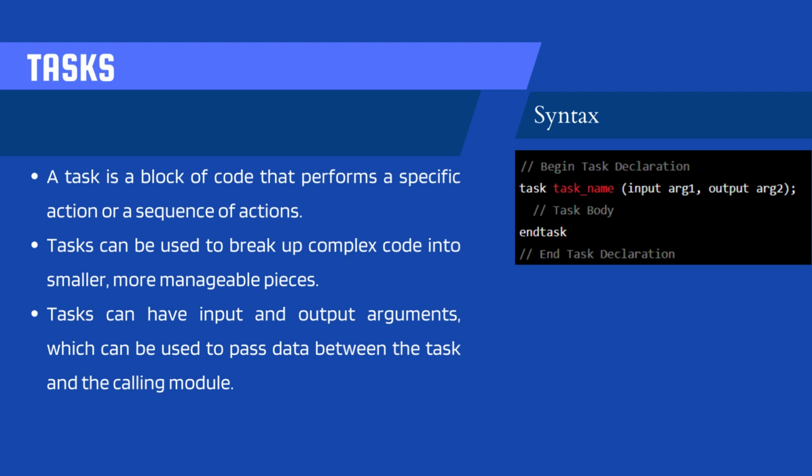Syntax of a task: task task_name (input arg1, output arg2); task body; endtask. In this example, task_name is the name of the task, arg1 is an input argument and arg2 is an output argument. The body of the task goes between the task and endtask keywords and can contain any valid SystemVerilog code.